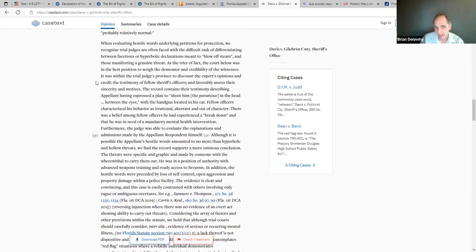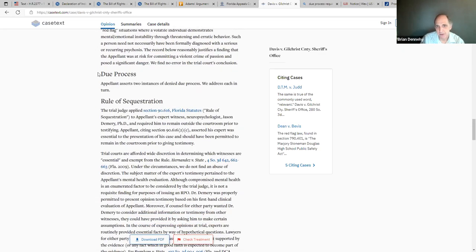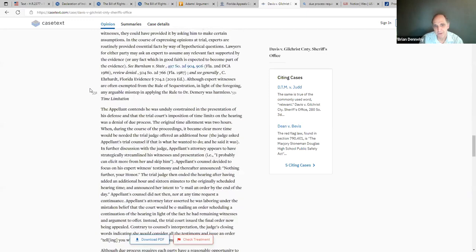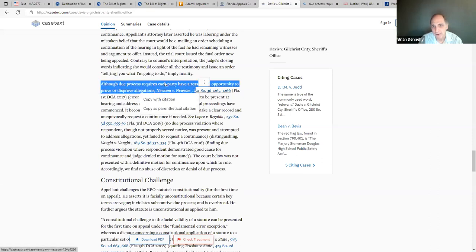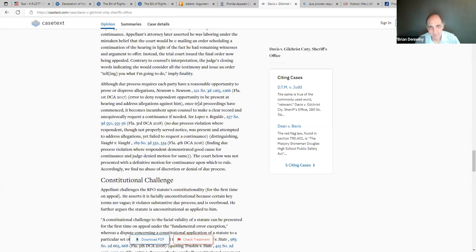So here's the case. I'm not going to read it all, but here it is, on due process. Appellant asserts two instances of denied due process. And here the court even says, although due process requires each party have a reasonable opportunity to prove or disprove allegations, once trial proceedings have commenced, it becomes, and so on. So due process requires each person to have a reasonable opportunity to prove or disprove allegations.